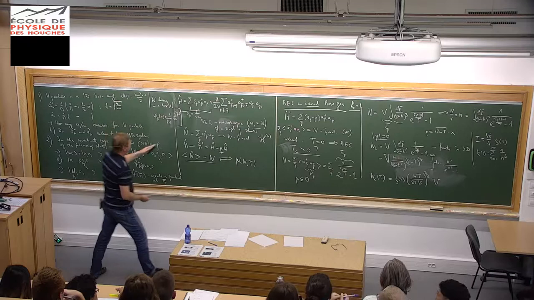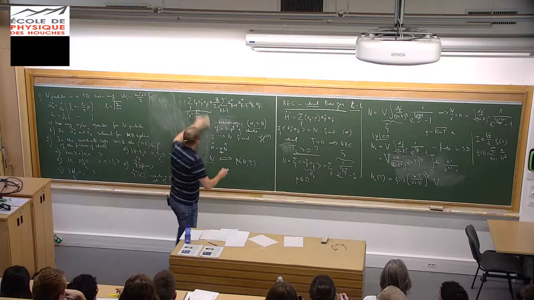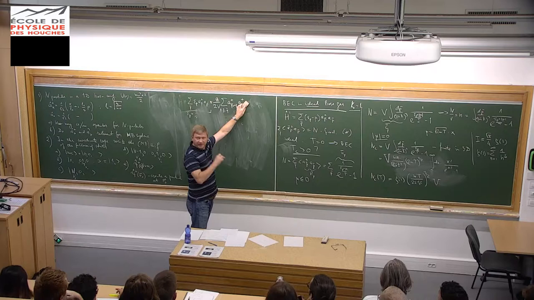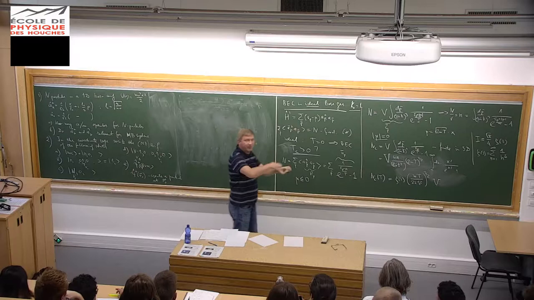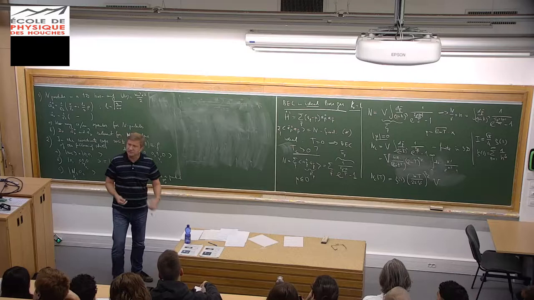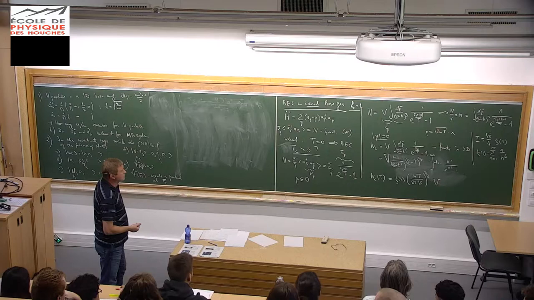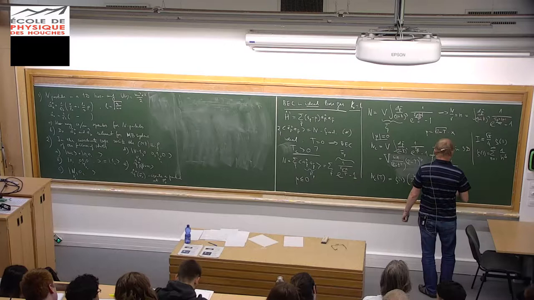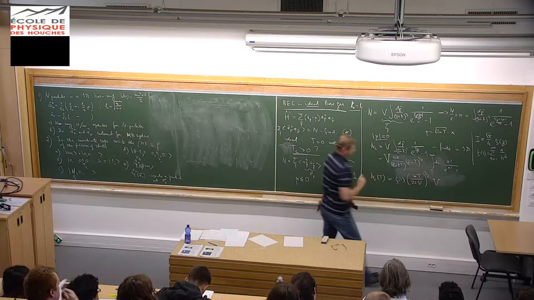answered the question, that actually these extra particles go to the ground state, the lowest single particle state. So they start populating not the thermal cloud, controlled by T with mu equals zero, but they go to the lowest energy state, forming the condensate. Yes, because of the x squared, right. 3/2, yeah.